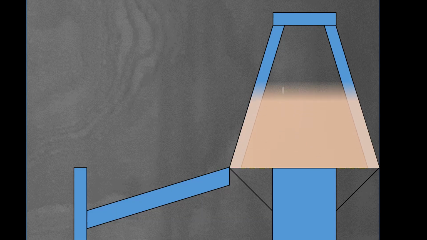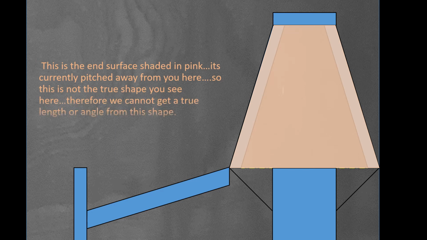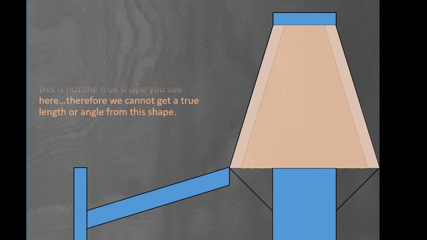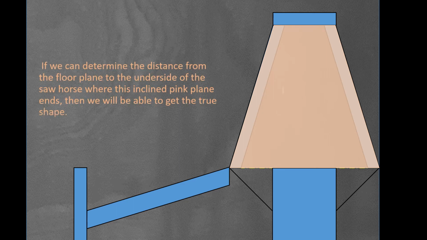This is the end surface shaded in pink. It's currently pitched away from you, so this is not the true shape you see here. Therefore, we cannot get a true length or true angle from this shape. If we can determine the distance from the floor plane to the underside of the sawhorse, where this inclined pink plane ends, then we will be able to get the true shape.